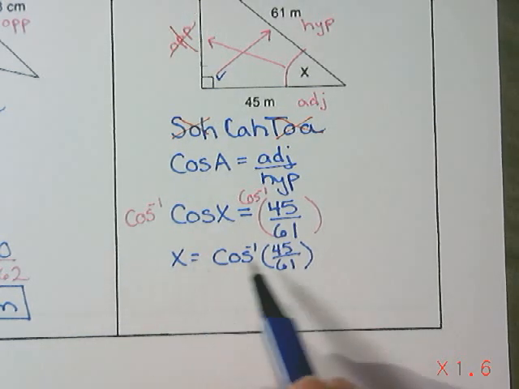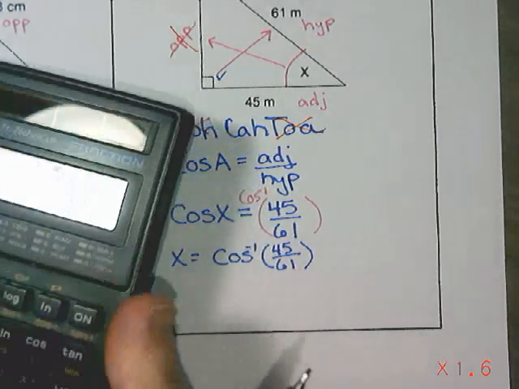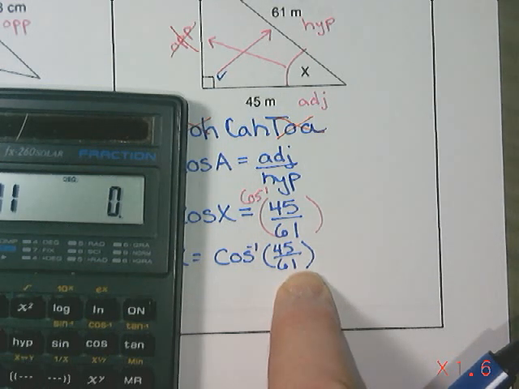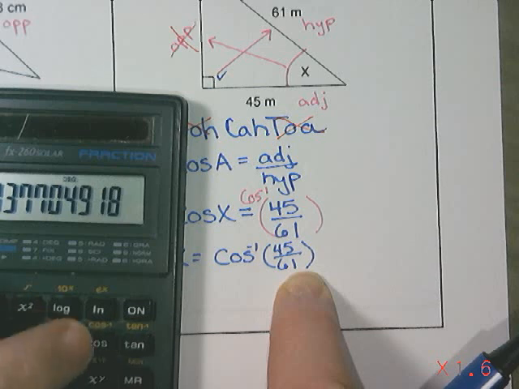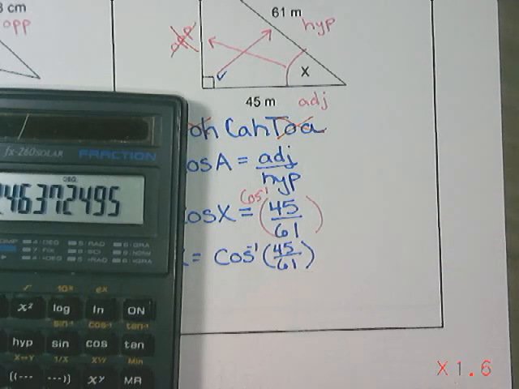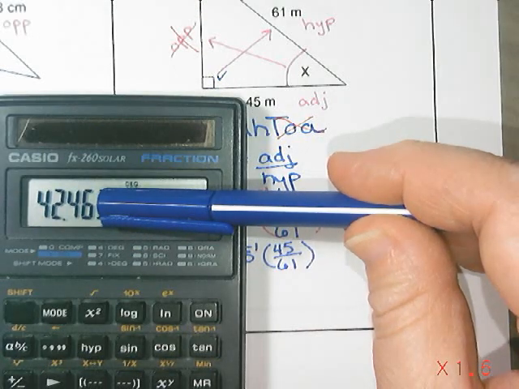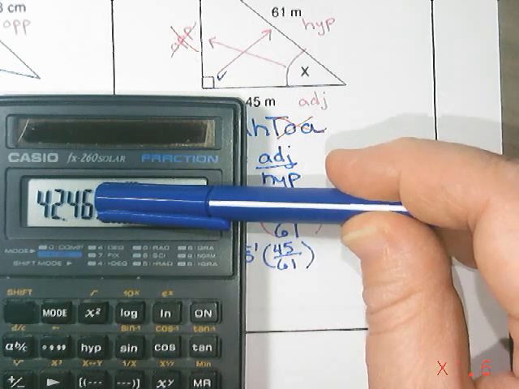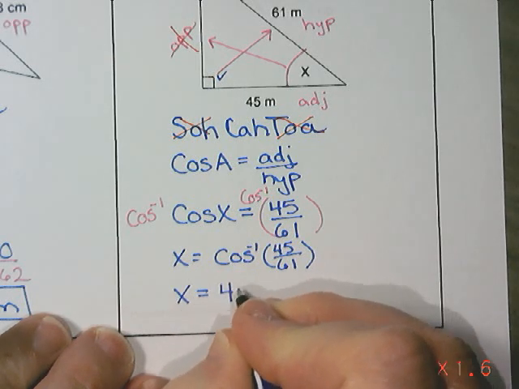Now, if you see what you type in on the screen, you just type in exactly what you see there. But on my calculator, I don't. So I have to do the division part first. So I'm going to do a bracket and then 45 divided by 61, close my bracket, and then I do shift cosine, and I get 42.46 degrees. The next number is a 3, which means we're going to stay at 42.46. So X is approximately 42.46.